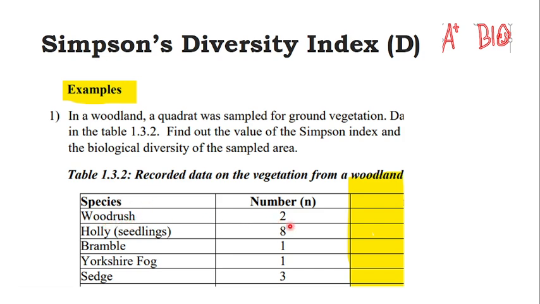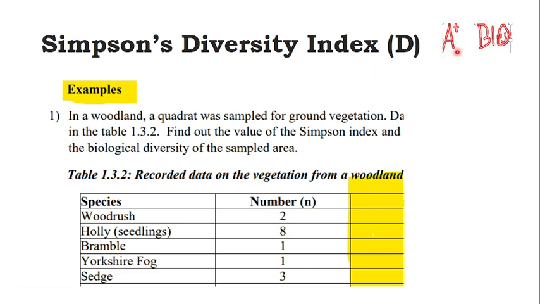Wood rush number was 2. Those are the numbers of the species. Now there is wood 8. Bramble was 1. Yorkshire fog was 1. Sedge was 3. Those are the outcomes of the investigation. So now they ask you to calculate the Simpson diversity index.